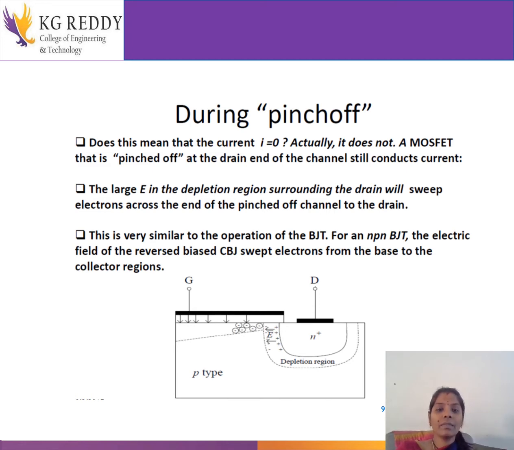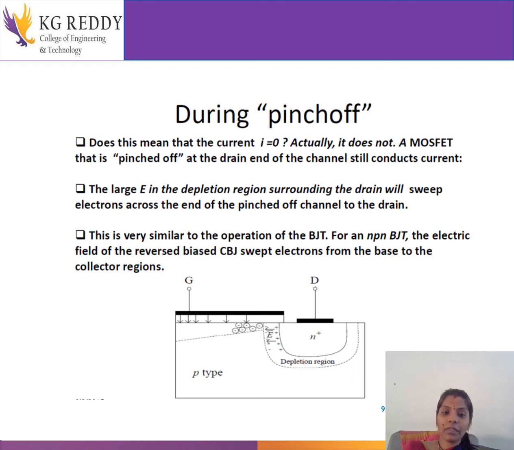And does this mean that the current I is actually zero? No, the current is not zero. A MOSFET that is pinched off at the drain end of the channel still conducts current. Though it is in pinch off, what happens? The electrons will try to jump with the energy. The large electric field in the depletion region surrounding the drain will sweep the electrons across the end of the pinch off from the channel to the drain.